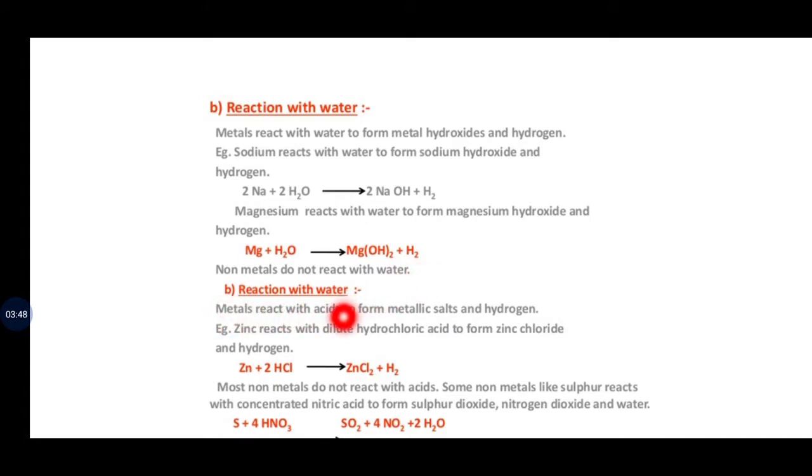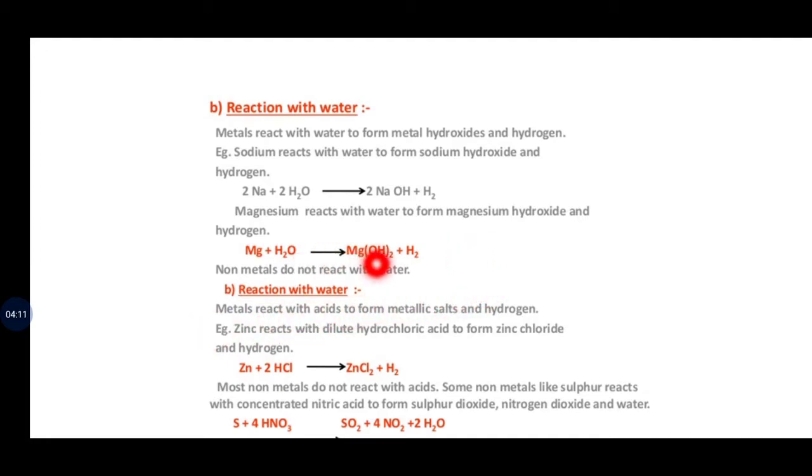Reaction with acids. Metal reacts with acid to form metallic salts and hydrogen. Metal जब acid के साथ react करते हैं तो metallic salts and hydrogen बनाते हैं. जैसे कि हम बात करते हैं zinc की. Zinc reacts with dilute hydrochloric acid. अब यहाँ पे हम देख रहे हैं कि acid के साथ react कर रहा है तो क्या बना रहा है वो? Zinc chloride and hydrogen.